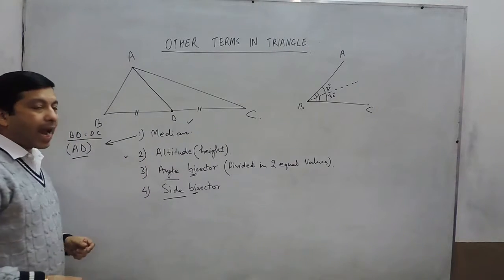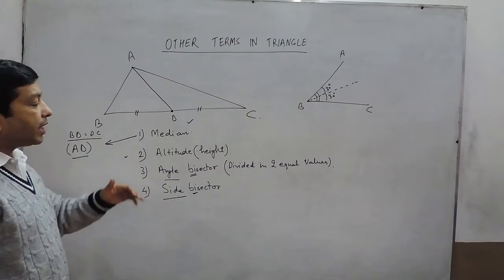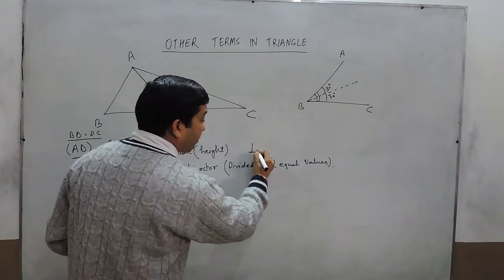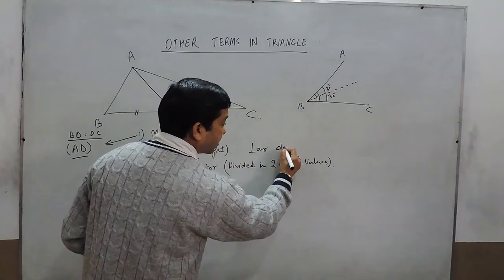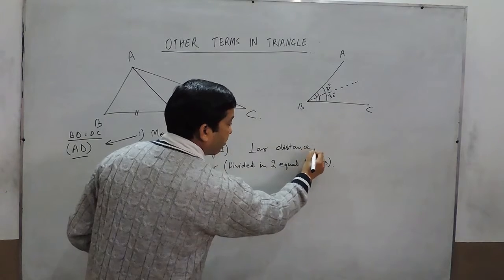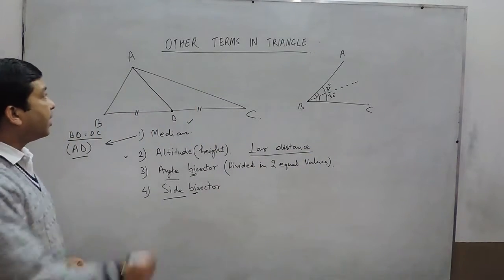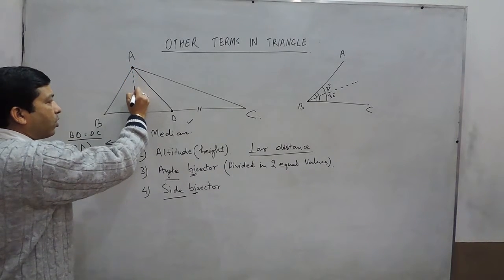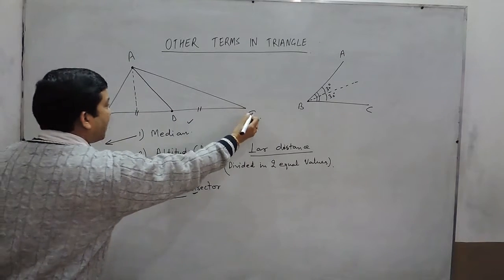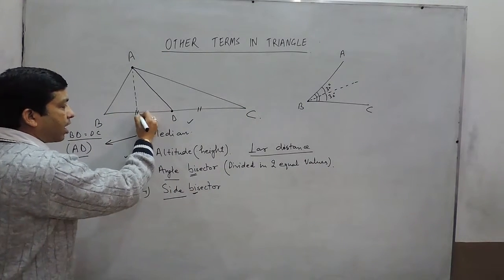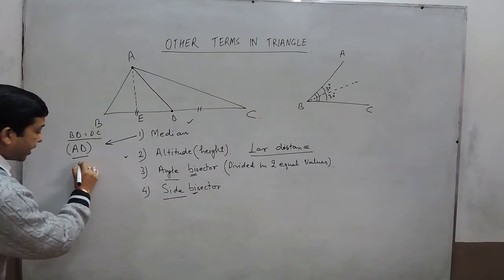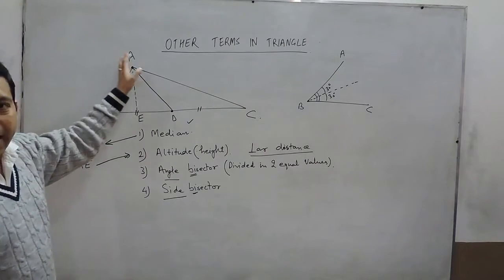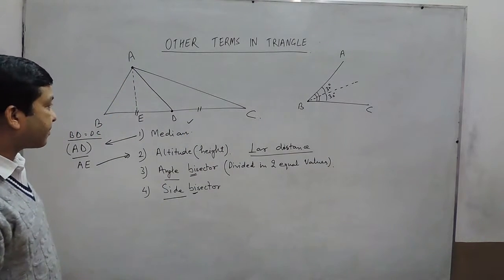Now we talk about another term, altitude. The meaning of altitude is height. And whenever we talk about height, it is always the perpendicular distance from a vertex to the line. This is again vertex A. From A, if we take a perpendicular on line BC and mark the foot as E, then AE is the altitude or the height of this triangle when BC is the base.